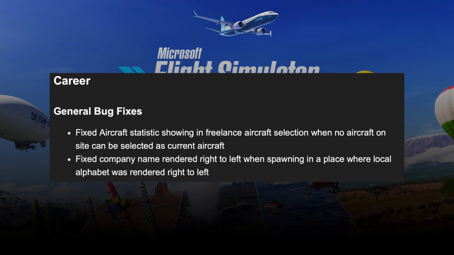Career general bug fixes include fixed aircraft statistics showing in freelance aircraft selection when no aircraft on site can be selected as current aircraft, and fixed company name rendered right to left when spawning in a place where the local alphabet was rendered right to left.